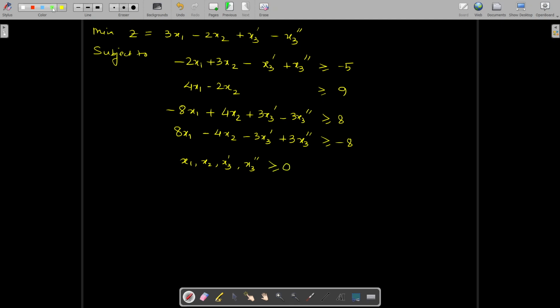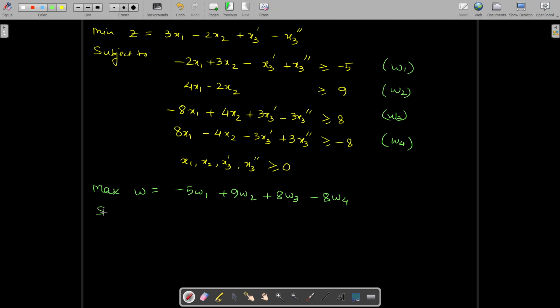Now we are in a position to convert this to the dual. So let us introduce the dual variables w1, w2, w3, w4. It's a minimization problem, so the dual will be of maximization type. So maximize w equal to minus 5w1 plus 9w2. Now the rest of this process is the same.